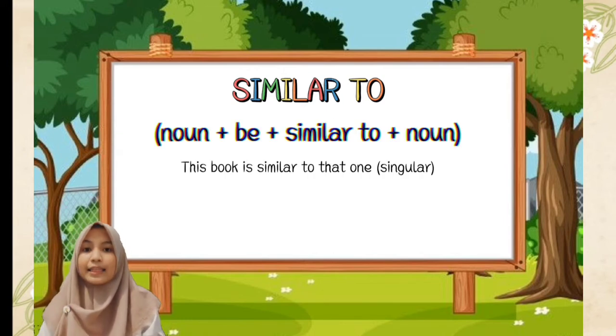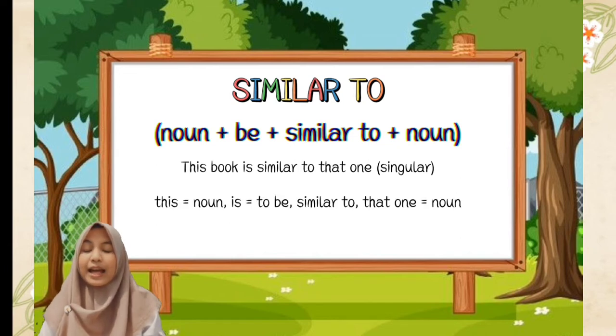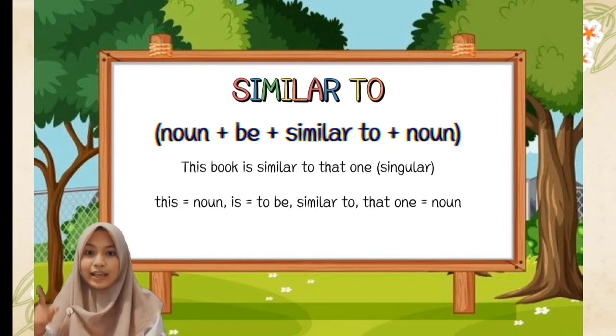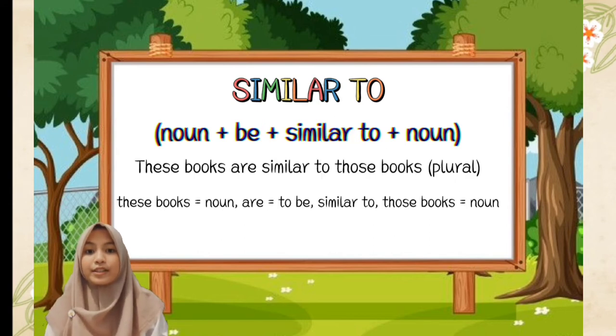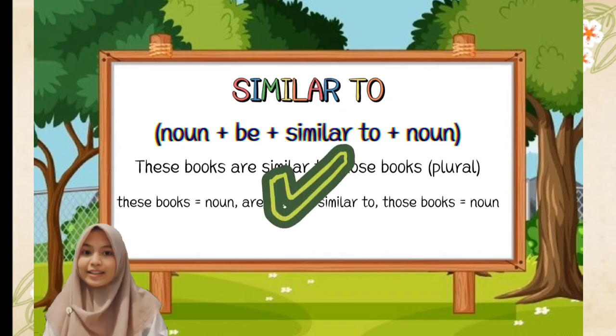First sentence, this book is similar to that one. This book as a noun is as to be similar to that one as a noun. That one in the sentence means another book that has similarity with the first book. Because it is in accordance with the formula, then the sentence is correct. The second sentence is the same with the first sentence, but the second sentence is plural. So, this sentence is correct.